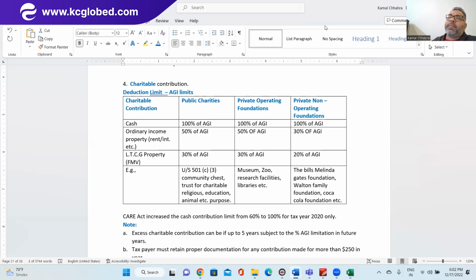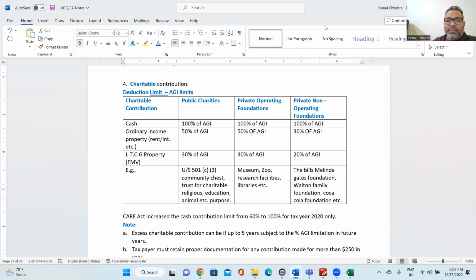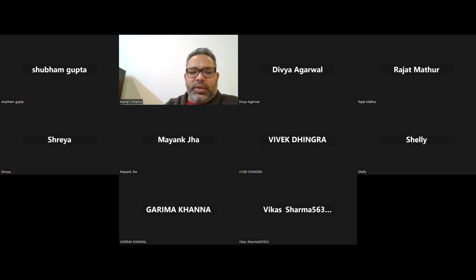Third is if you are giving any property to them, and on that property there is a gain to the charitable institution. For that, up to 30% of the AGI is allowed as a deduction. But for a private non-operating foundation, it is 20% of the AGI. So we'll do the math, don't worry, one by one. Let me draw an example, then it will be easy to digest for each of the three examples.